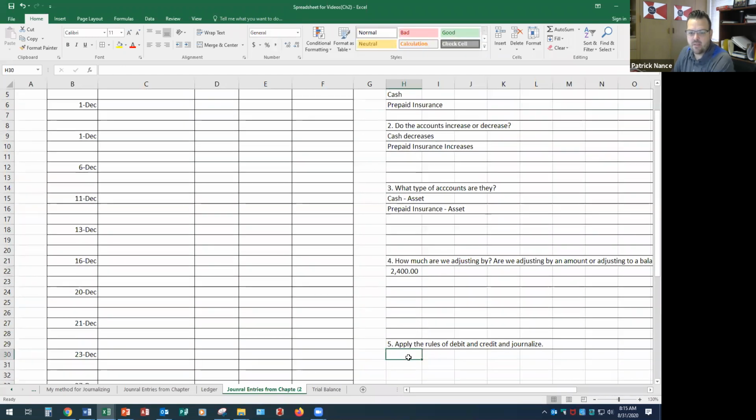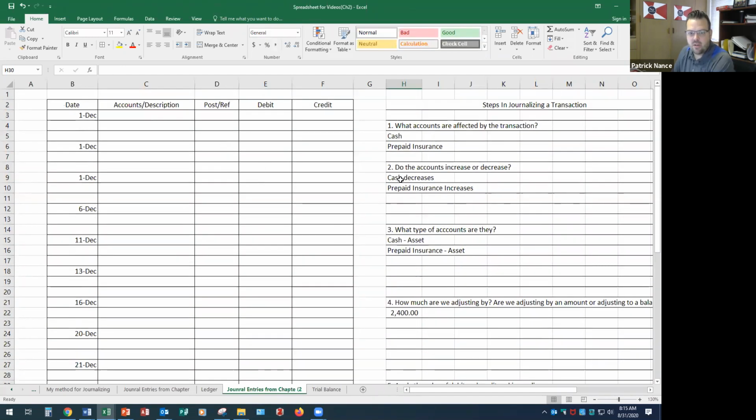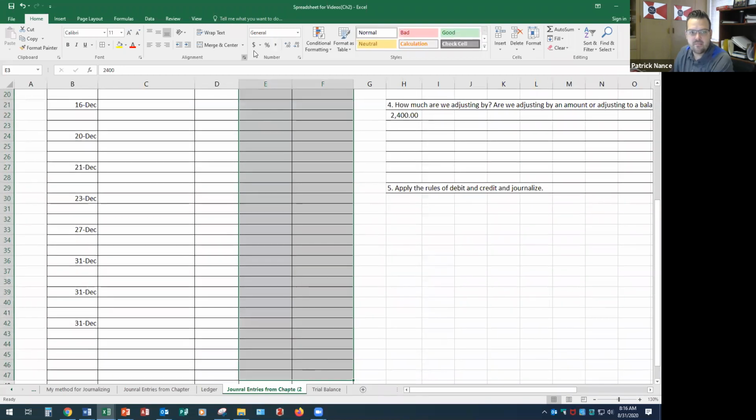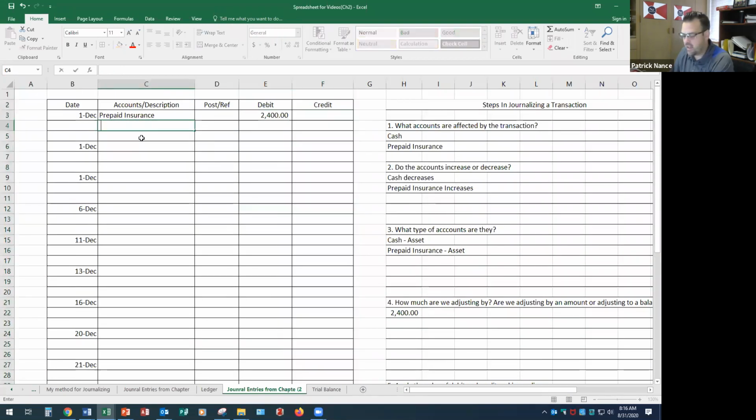And then now we just need to apply the rules of debits and credits and journalize it. Well, we have 2 assets here, and I'm not going to pull it back on the other screen, but assets are increased with a debit and decreased with a credit. I am increasing prepaid insurance. It is an asset. So I am going to debit prepaid insurance for $2,400, and I am going to credit cash because I'm decreasing cash for $2,400. Okay, next transaction.